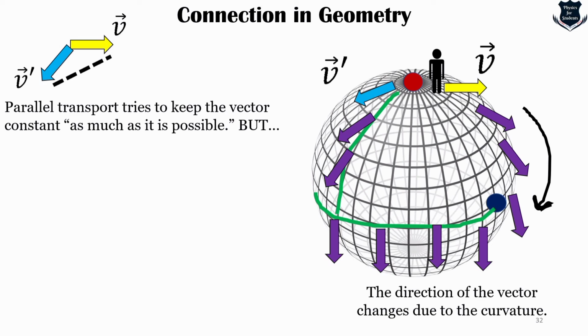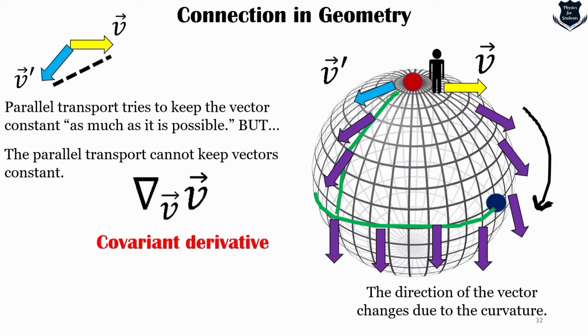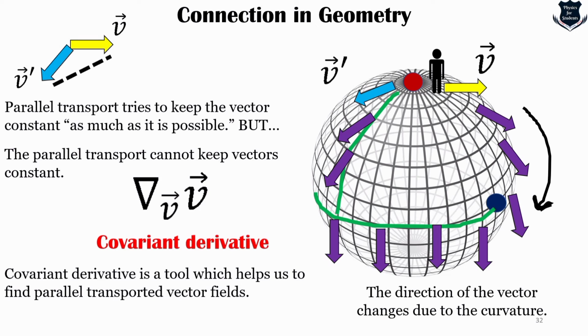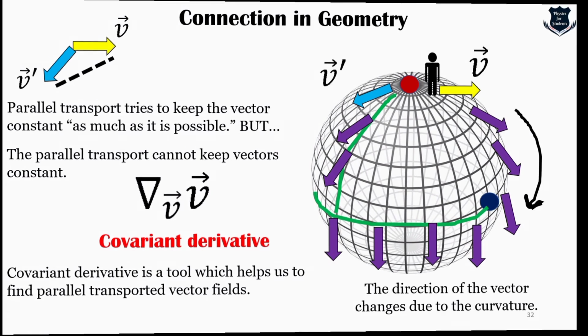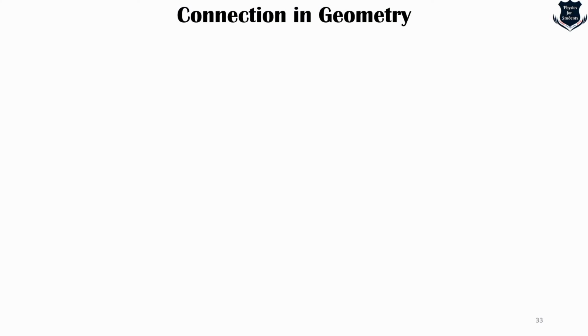So parallel transport, which is trying to move around the sphere, tries to keep the vector as constant as possible, but it is not. So parallel transport alone cannot keep vectors constant. We need something which is called a covariant derivative. Don't worry about the term, I will soon explain it to you. The covariant derivative is a tool which helps us to find parallel transported vector fields. Now who will find the parallel transported vector fields? The covariant derivative, in connection with another value. Okay.